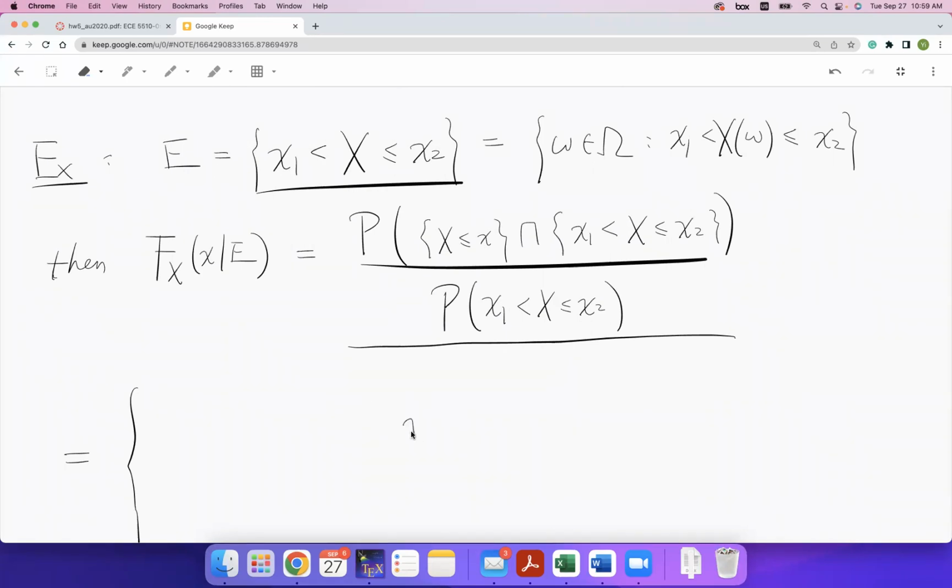So if x is less than x1, in this case these two events are non-overlapping. Because on one hand, we require the random variable to be less than or equal to x, which is less than x1, and on the other hand, we require the random variable to be bigger than x1. They are contradictory with each other, so this intersection is empty. For the empty set, we have probability 0. So in that case, this CDF is 0.